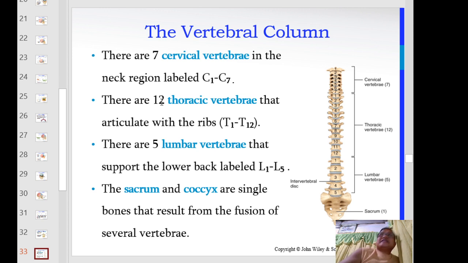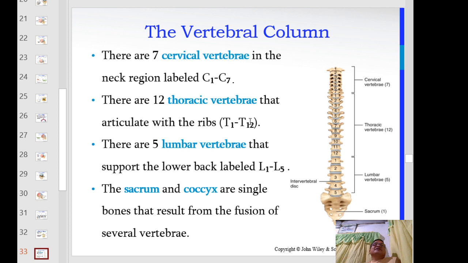7 plus 12, 19. Plus 5 lumbar, 19 plus 5, 24. Plus 5 for the sacrum and 1 coccyx. So, 31.